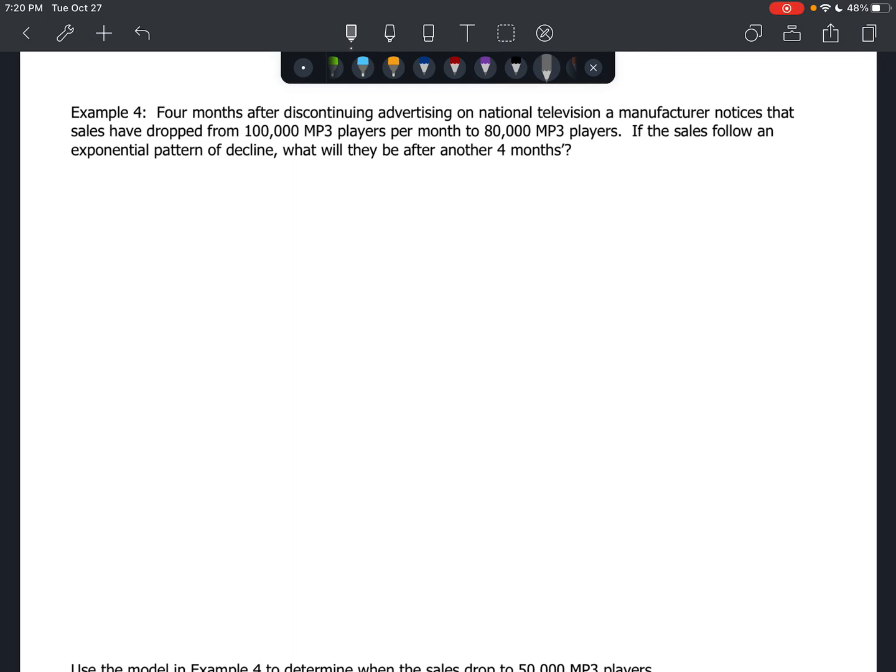So I've got 2 ordered pairs here. And I'm going to do this just a little bit differently because I don't want you to forget about how powerful ordered pairs can be. So we've got our time that's elapsing, that's 0 months. And we've got our initial value of 100,000 MP3 players being sold per month.